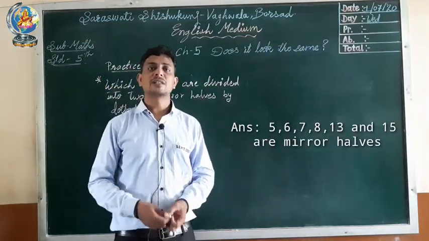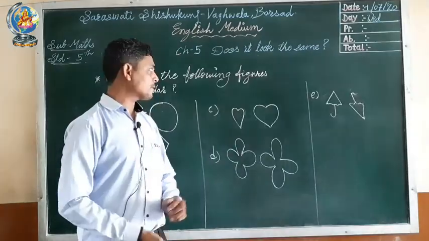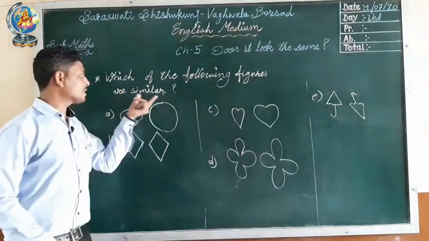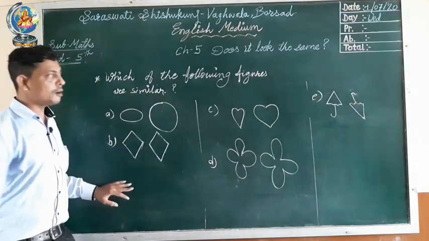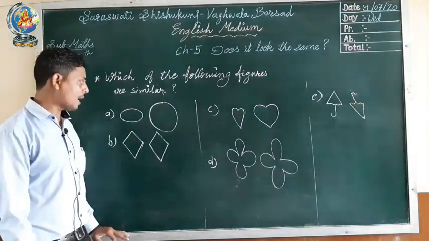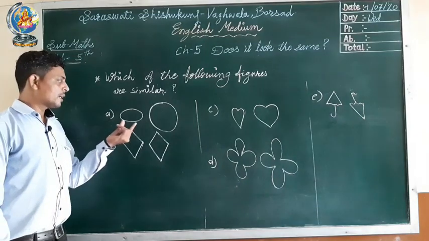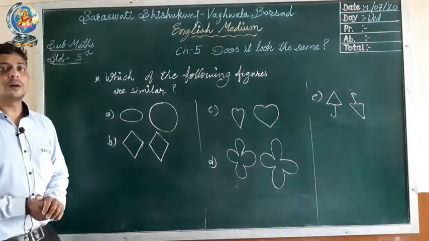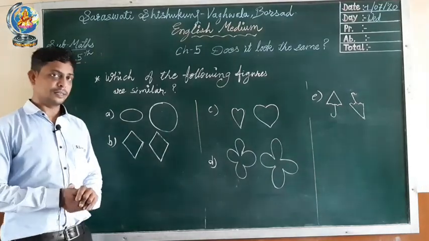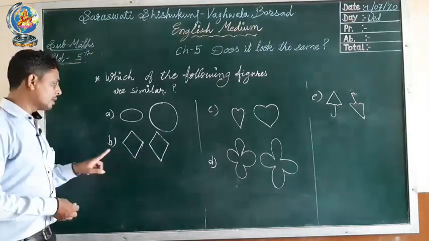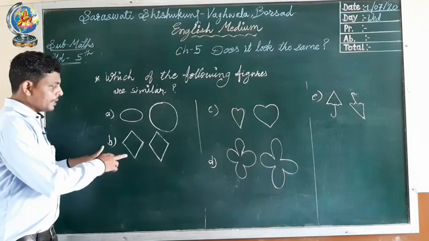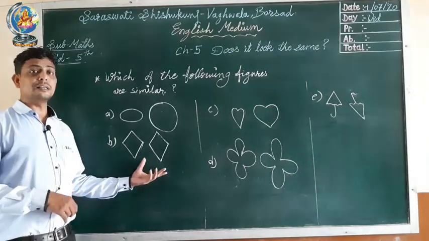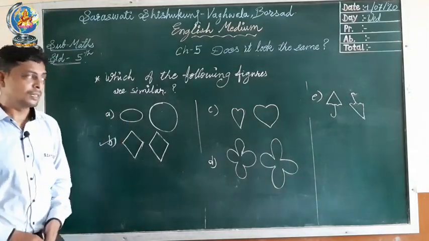Now we will move to the next question. The question is: which of the following figures are similar? You have to observe all the figures and write the answer. Figure A: here one oval and one circle are given. So the oval and circle are not similar in size and shape. B: here you can see squares. Both are similar in size and shape.